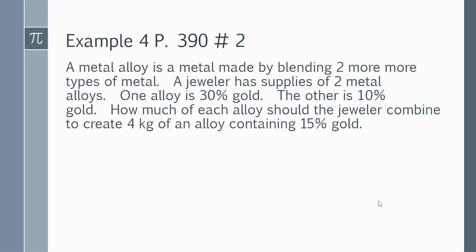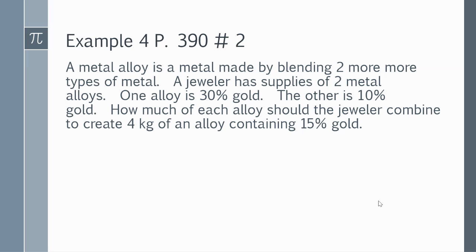Now, honestly, it might be beneficial to stop this video and reread that a few times before I even go over it, because there's a lot there. All right. Okay. So you have two alloys mixed together, 30% gold and 10%, but they want to end up with 15% and 4 kilograms. All right. Then what's your key to success?